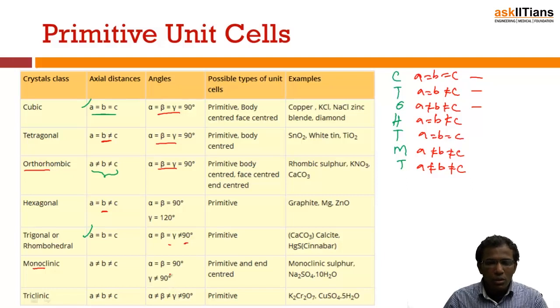And here are the possible types of unit cells for each crystal class. For cubic, we have a primitive cubic, a body centered, and a face centered.